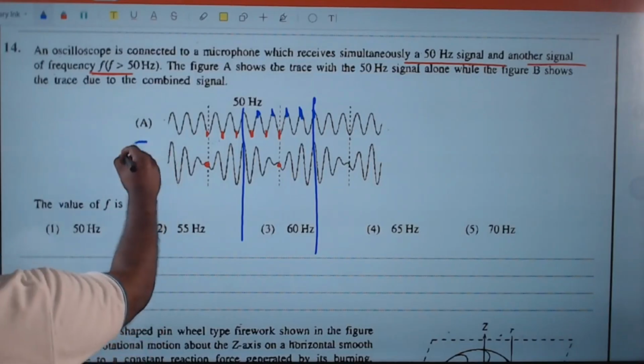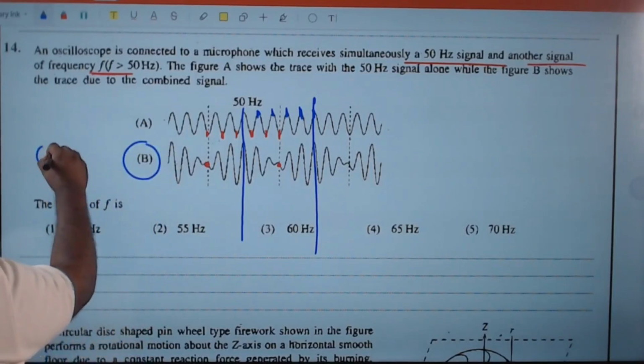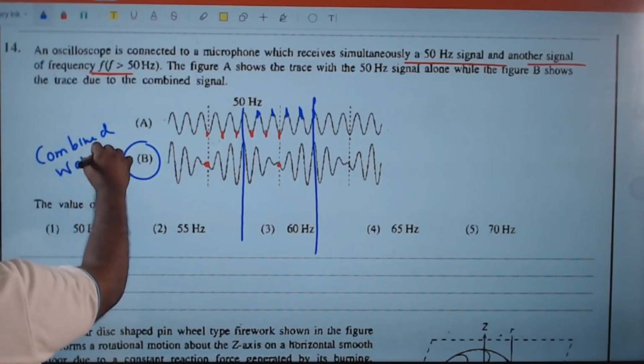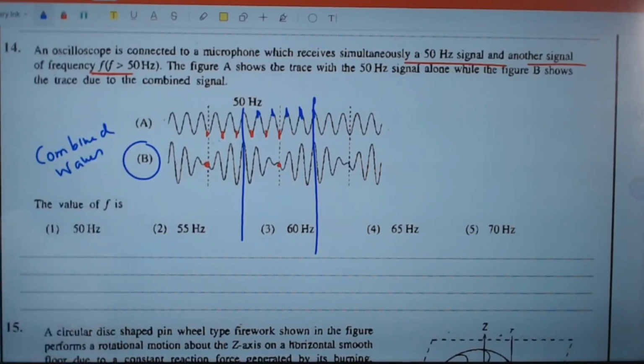B is the combined wave. Combined wave means superimposed wave.